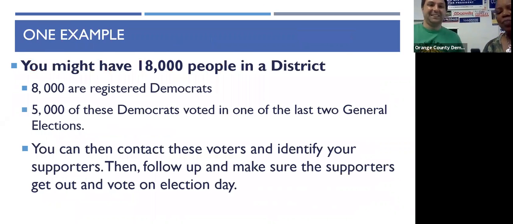We wanted to share an example of how you can use Votebuilder. In this example, you might have 18,000 people in your district, 8,000 are registered Democrats, and 5,000 of these Democrats voted in one of the last 2 general elections. So you can use a contact list and contact these voters and identify your supporters. Then follow up and make sure that supporters get out and vote on election day.